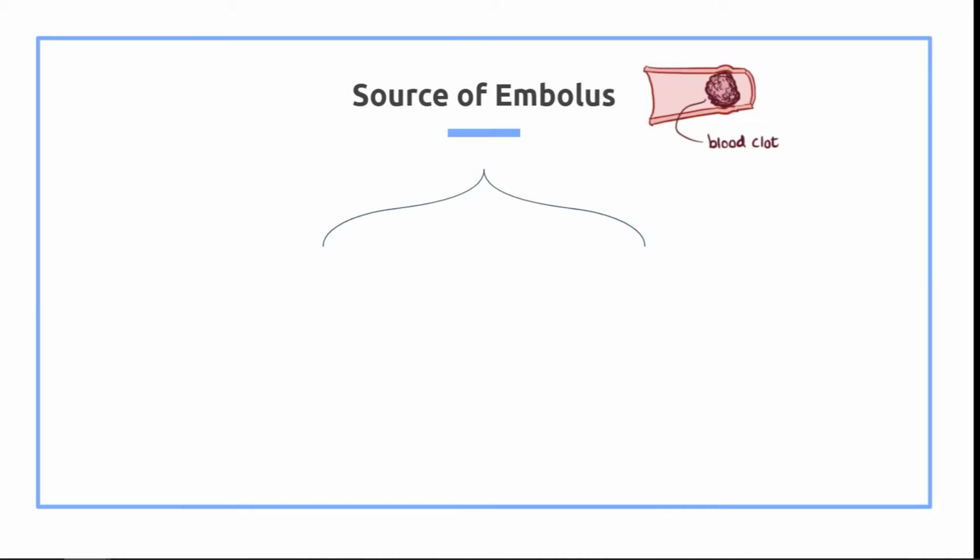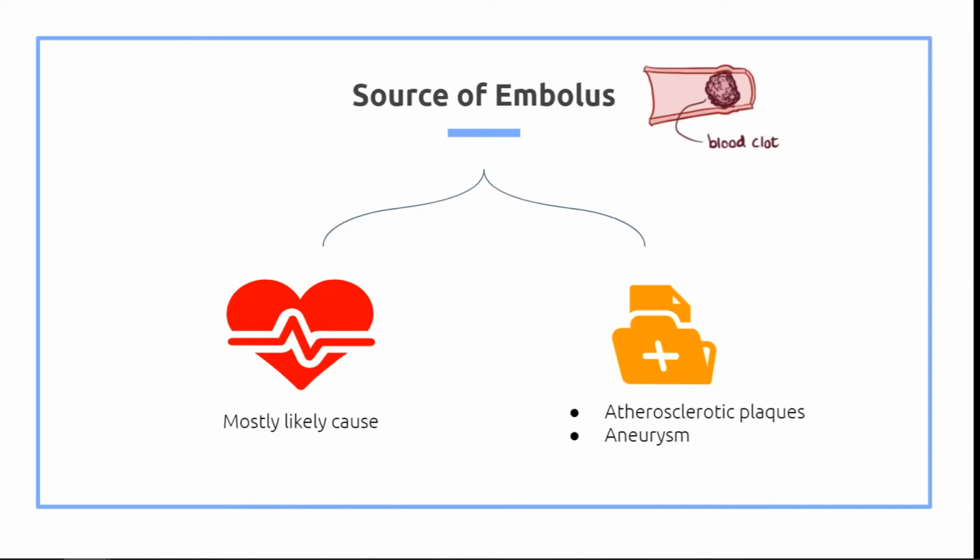There are 2 main sources of embolus, which are cardiac emboli, which is the most likely cause, and non-cardiac emboli, which arise from the arteries where there are atherosclerotic plaques, or an aneurysm, which is less likely to cause a big arterial occlusion.